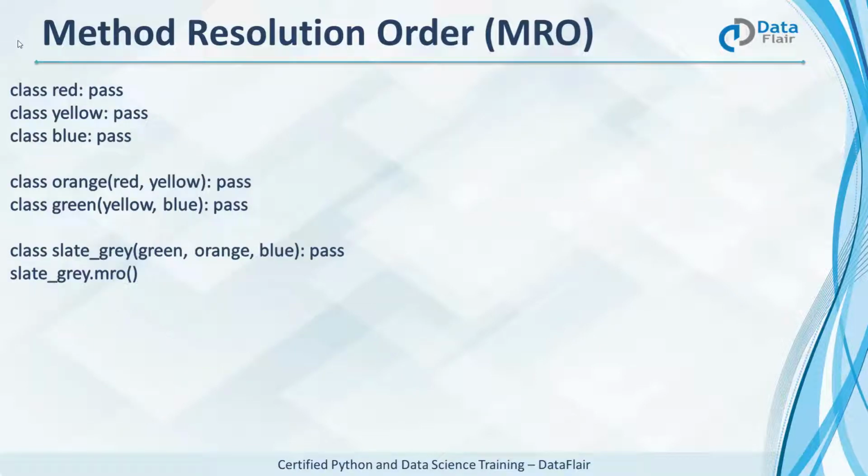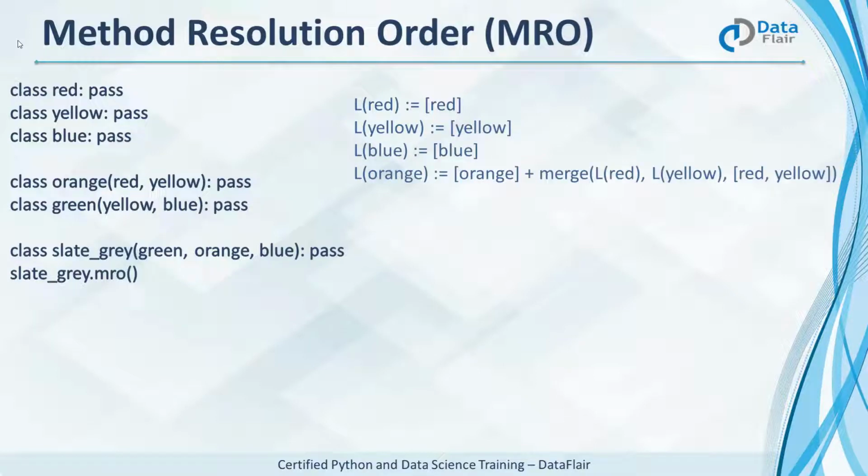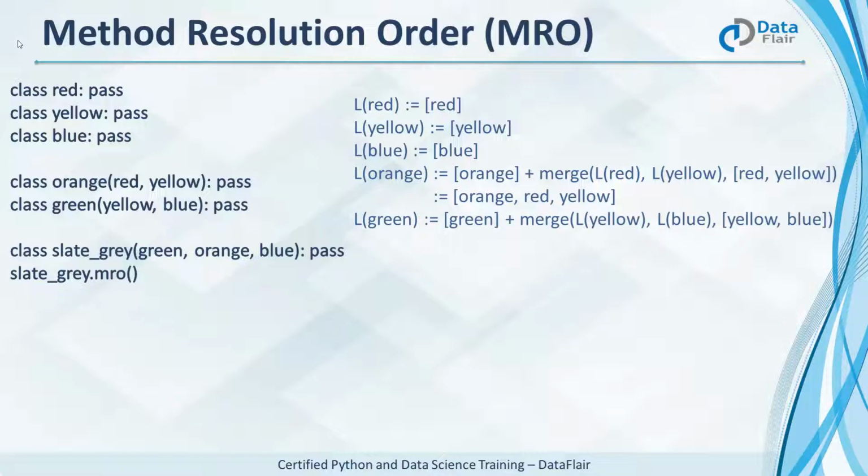Let's see how we got to this order. First, the MRO of Red is Red, that of Yellow is Yellow, and that of Blue is Blue. For Orange, it is Orange plus merge of linearization of Red, linearization of Yellow, and the list of parents, Red and Yellow. This is the list Orange, Red, and Yellow. Similarly for Green, it is Green plus merge of linearization of Yellow, linearization of Blue, and the list Yellow and Blue. This is the list Green, Yellow, and Blue.